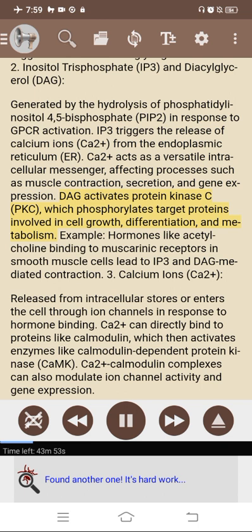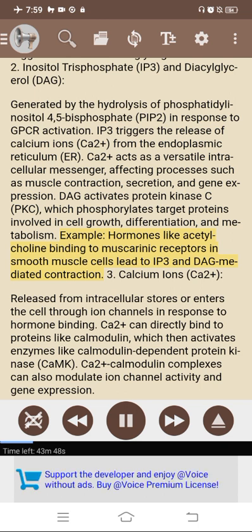DAG activates protein kinase C (PKC), which phosphorylates target proteins involved in cell growth, differentiation, and metabolism. Example: hormones like acetylcholine binding to muscarinic receptors in smooth muscle cells lead to IP3 and DAG-mediated contraction. 3. Calcium ions, Ca2+. Released from intracellular stores or enters the cell through ion channels in response to hormone binding.